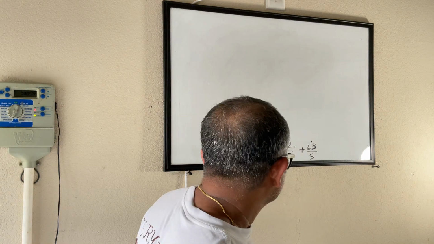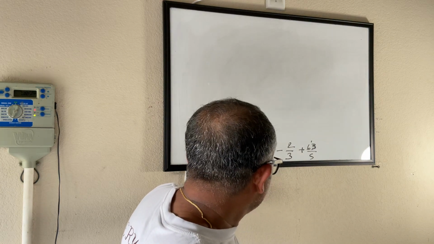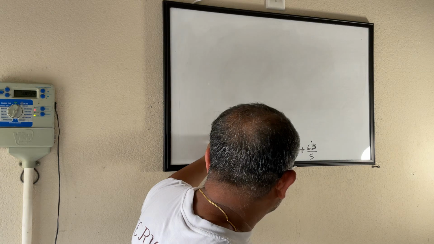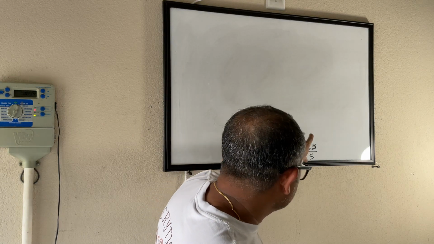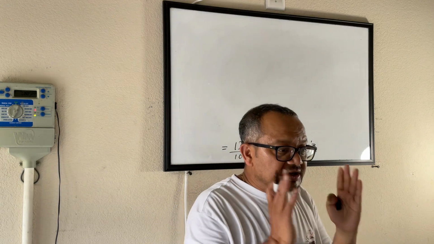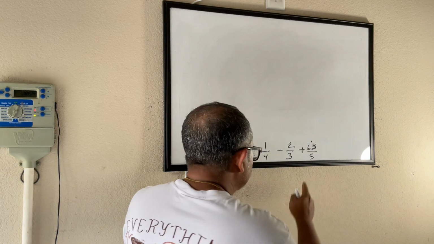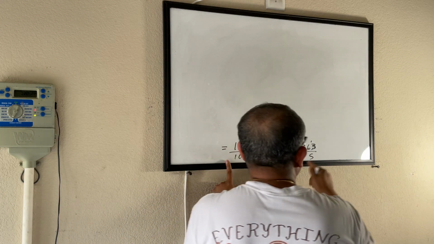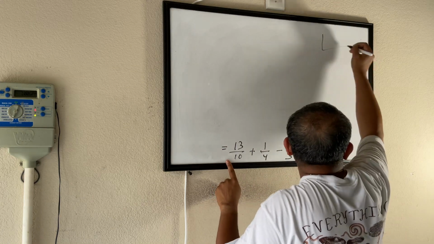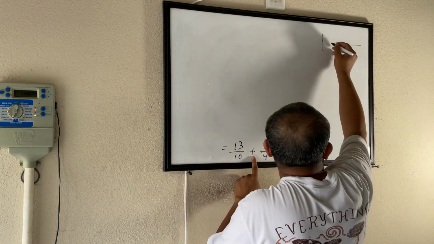Yeah, please. So here we have 13 over 10, 1 over 4, minus 2 over 3, 63 over 5. When we are doing addition and subtraction of fractions together, the only thing we have to do is first find the LCM of all the denominators. What is the LCM? Lowest common multiple.